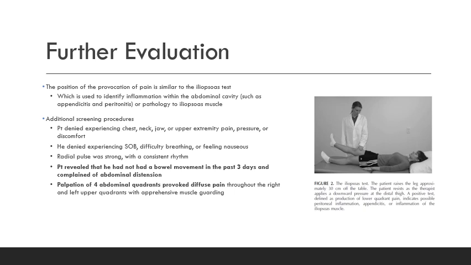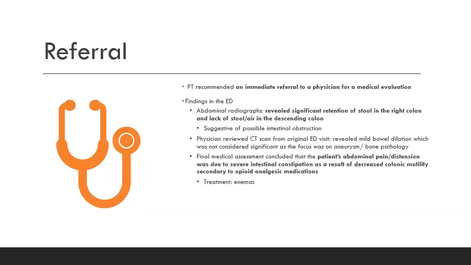This pain provocation led the therapist to complete more screenings in regards to abdominal pathology, and the patient revealed that he had not had a bowel movement in the past 3 days and had complaints of abdominal distension. Palpation of the 4 abdominal quadrants provoked a diffuse pain throughout the right and left upper quadrants with apprehensive muscle guarding. The PT immediately referred the patient back to the physician, where he got abdominal radiographs, which revealed significant retention of stool in the right colon, or the ascending colon, and a lack of stool in the descending colon.